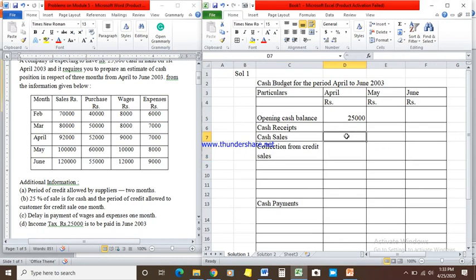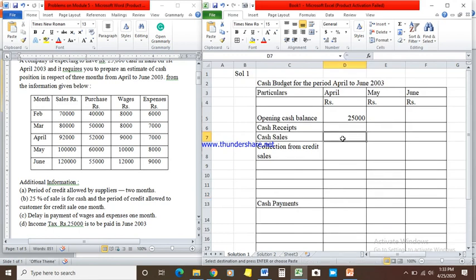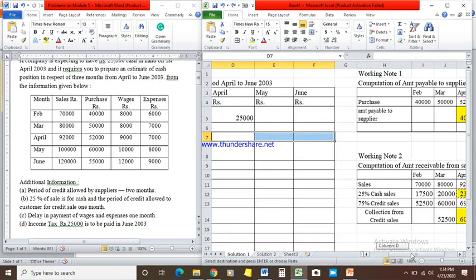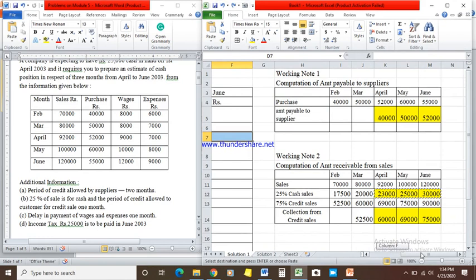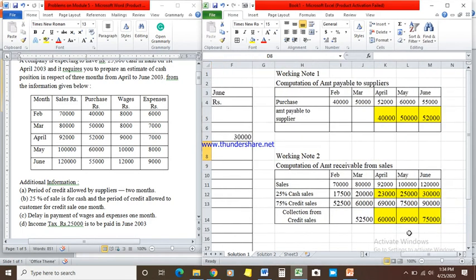Now on account of cash sales, what is the amount we will be receiving? So here the values are mentioned: April, May, June. I just copy them and put them up here. Since I use a formula, it has some values: 23,000, 25,000, 30,000. Similarly, on account of credit sales, how much money will we be collecting?